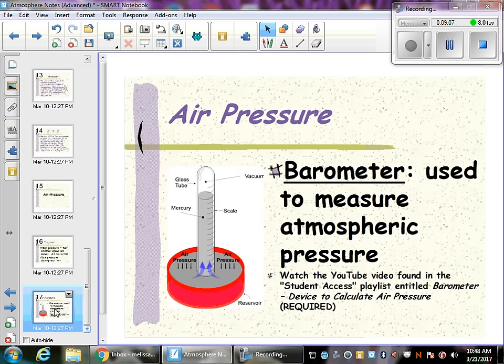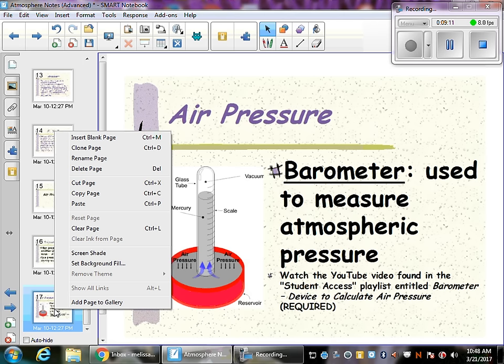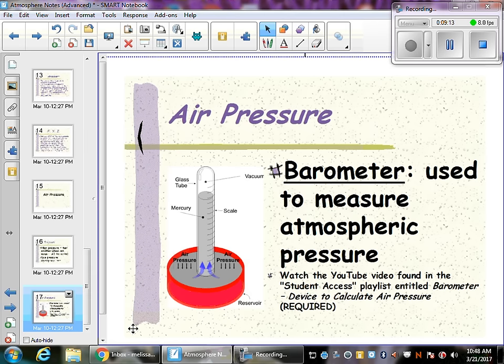Now, to measure or determine air pressure, a tool called a barometer is what is used. I want you to see a little bit about how a barometer works. So I want you to pause the video in just a second and go watch the video under the Student Access playlist called Barometer Device to Calculate Air Pressure.